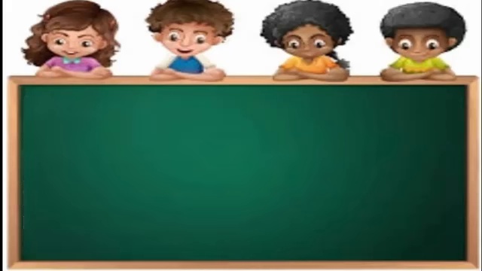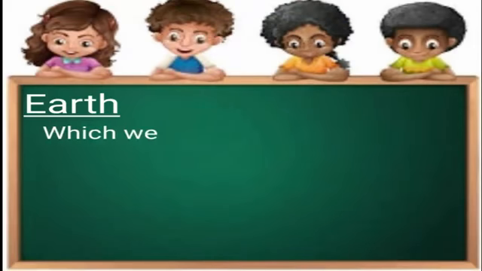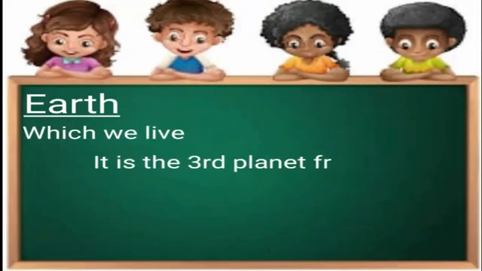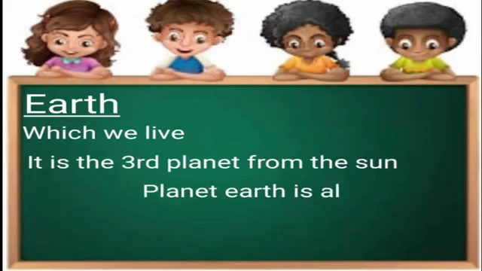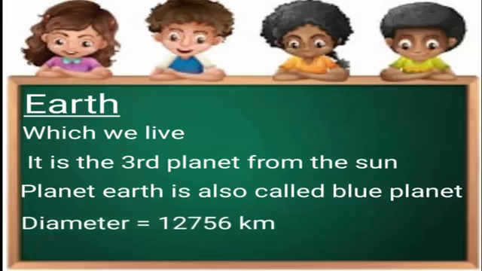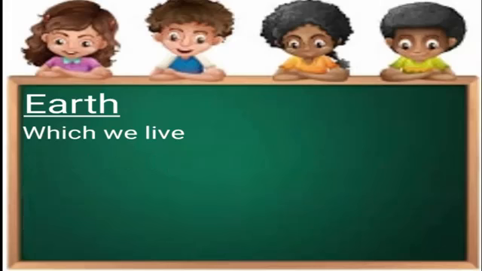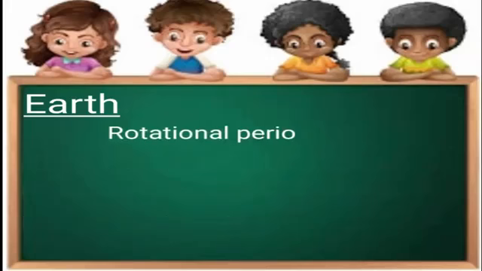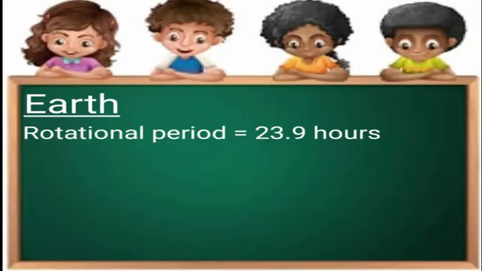Next we are going to learn about the planet Earth. Earth is the planet on which we live. It is the third planet from the Sun. The Earth is also called the blue planet. The diameter of Earth is 12,756 kilometers. The rotational period of Earth is 23.9 hours.